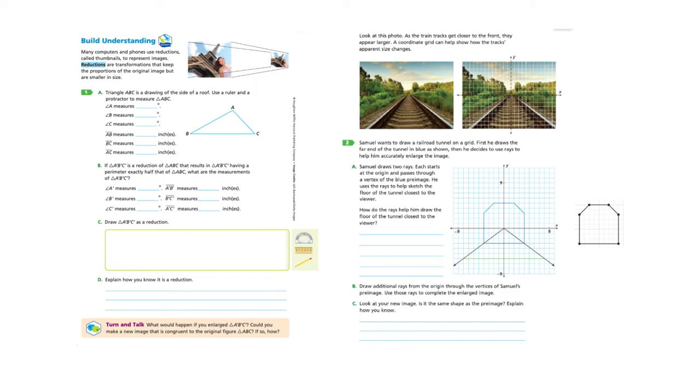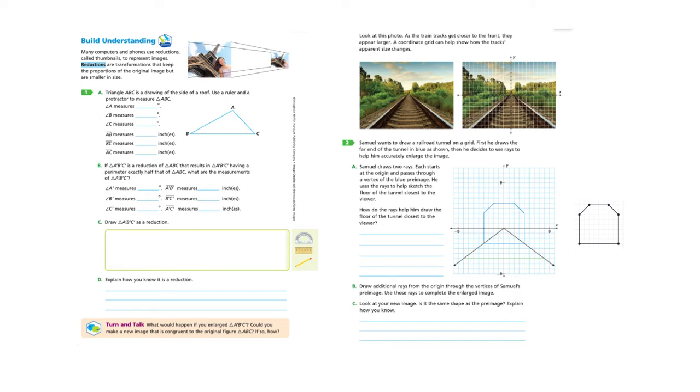But it says Samuel wants to draw the railroad tunnel. Kind of hard to see. It's way back in there. You can kind of see it there on the grid. So first he draws the far end of the tunnel as blue, as shown. Then he decides to use rays to help him accurately enlarge the image. So those are the rays that he's using. And I did this one. I'm going to show you something there in a minute. It's kind of similar to this.